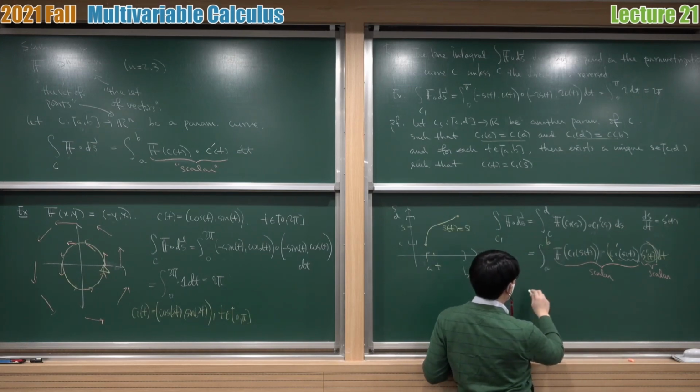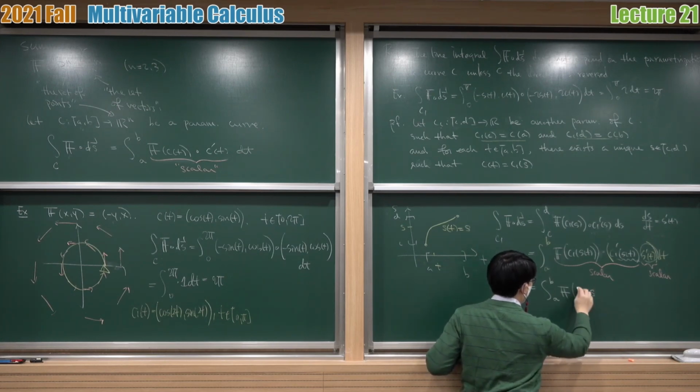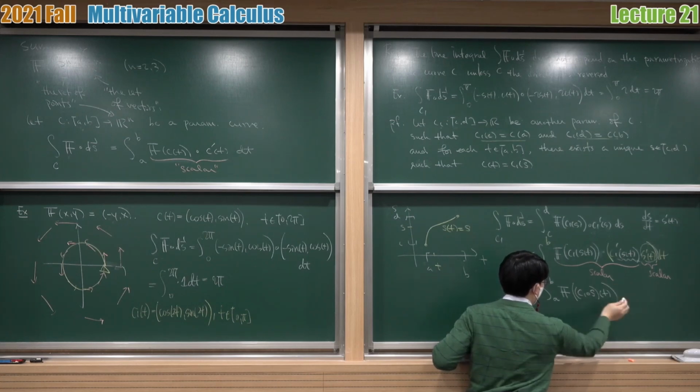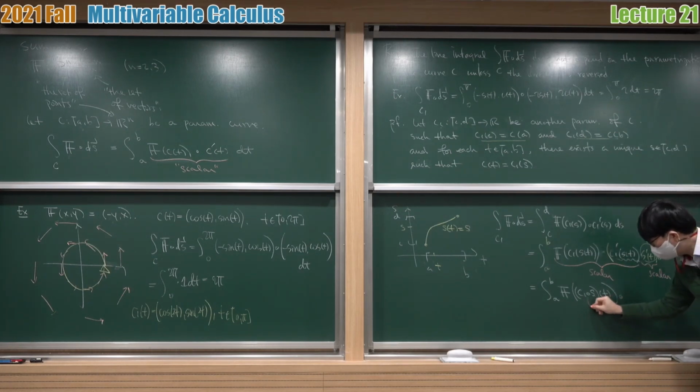Now, let's rewrite this situation. So we have F of C1 composite S(t), and then we have the inner product. Again, this is not the sign for the inner product, this is composition. And let's look at this one. So this is C1 prime of S(t) times S prime of t dt.